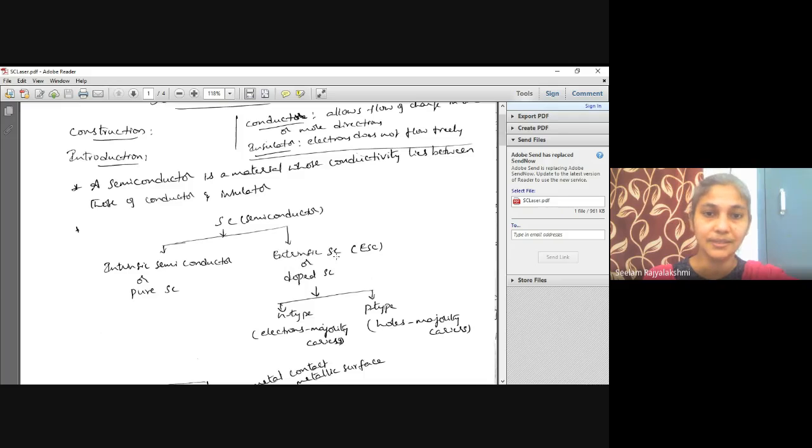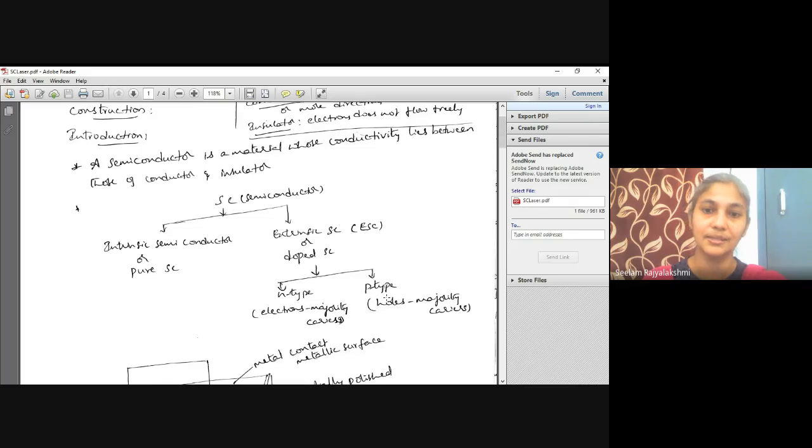Extrinsic semiconductors are again divided into two types based on the majority of charge carriers: N-type and P-type semiconductors. In N-type semiconductors, electrons are the majority charge carriers, and in P-type semiconductors, holes are the majority charge carriers.